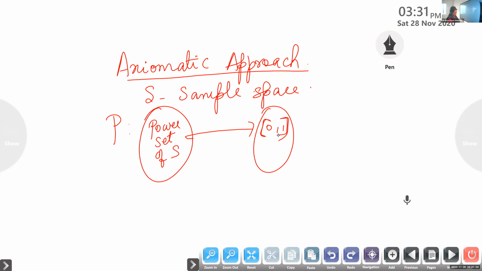Satisfying the axioms. Satisfying the following axioms. The first one is P of E is greater than or equal to 0. If you take any event, its probability is greater than or equal to 0.